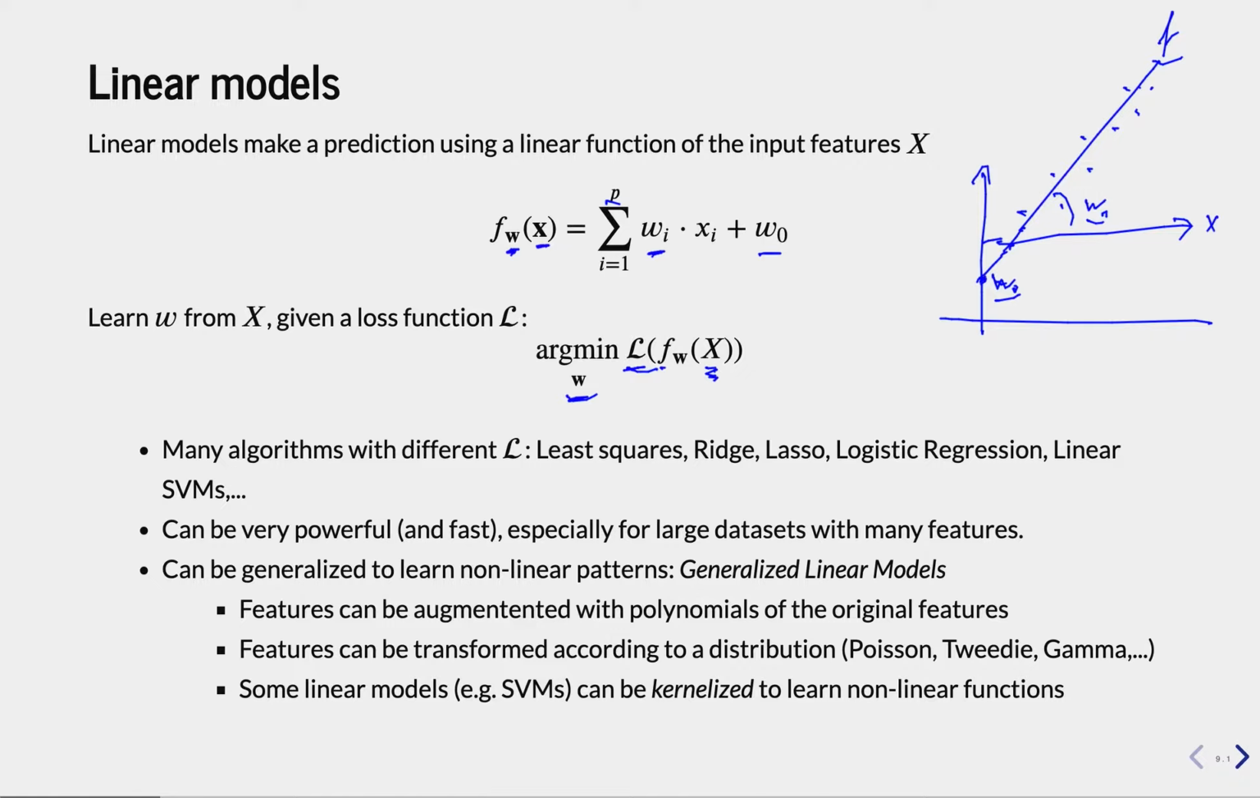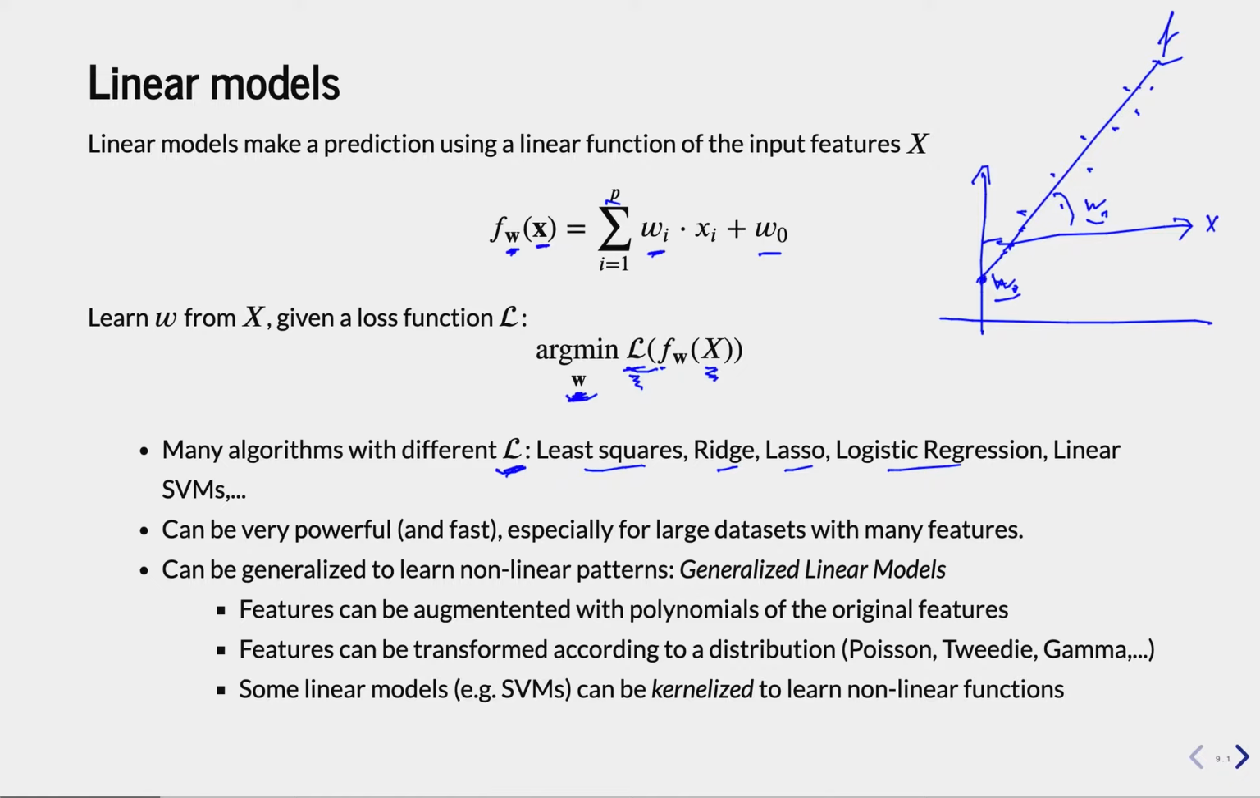Now, depending on what this loss function is, there exist a bunch of different algorithms. And we'll discuss some of them, like least squares or Ridge and Lasso or logistic regression and so on. They're basically all similar, but they use different loss functions, and that means they also need different ways to optimize these values w.